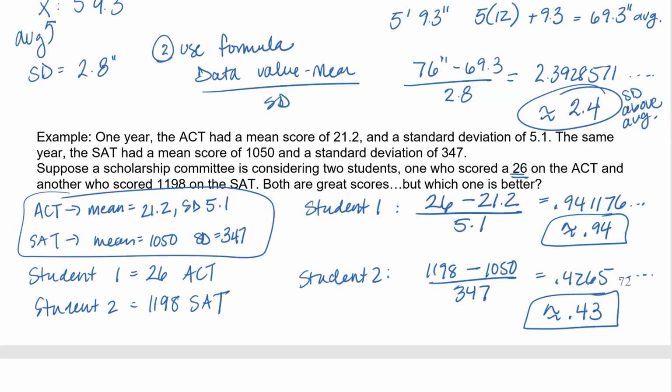Keep in mind that with the standard normal distribution, the average is 0. So think of this bottom line as a number line. Student 1 is 0.94, a positive number, so it's above average, to the right of 0. Student 2 is 0.43. Since student 1 is further away from average, student 1 scored better.